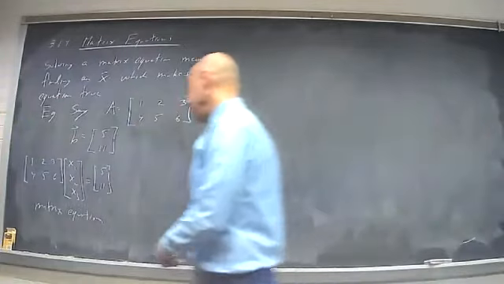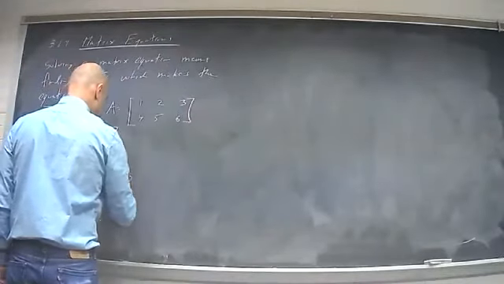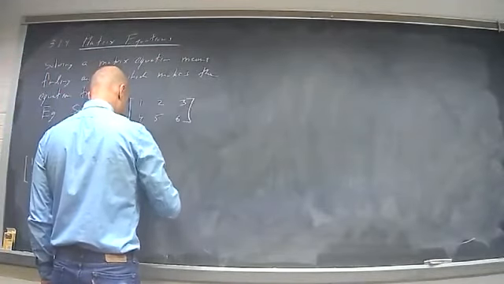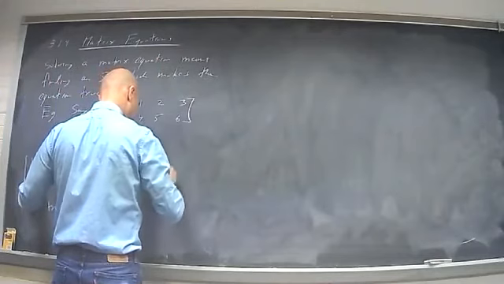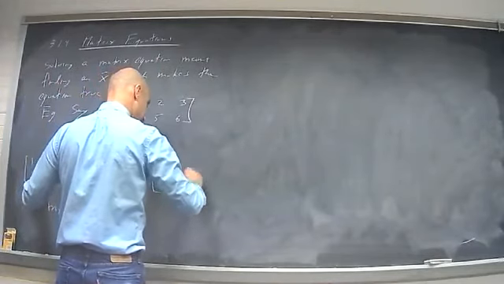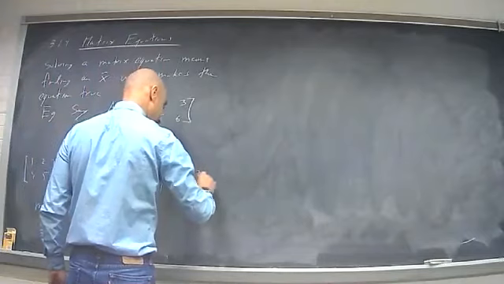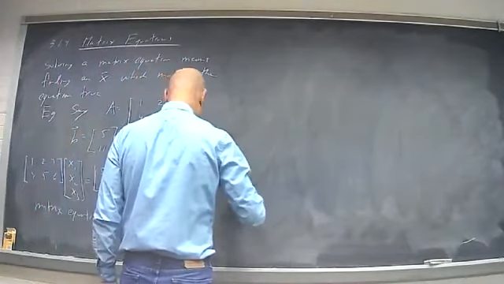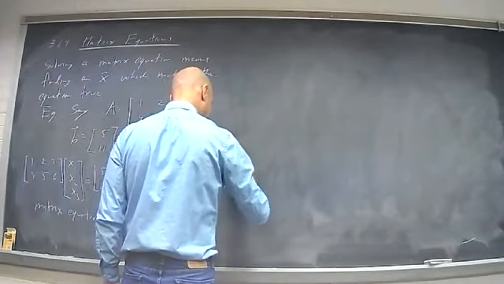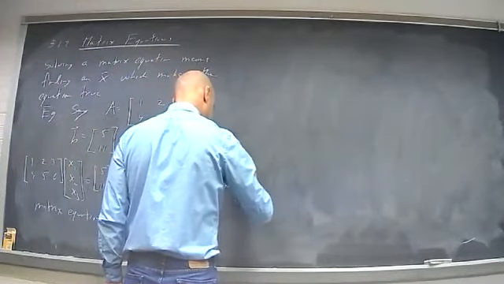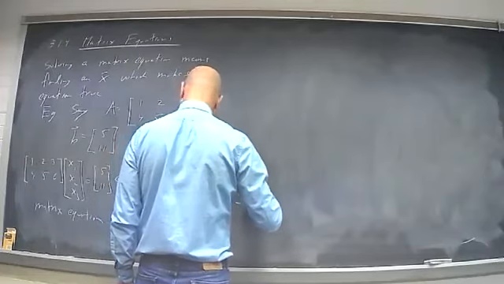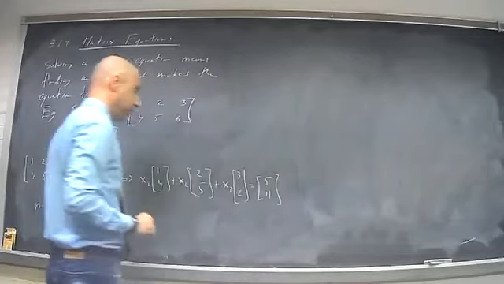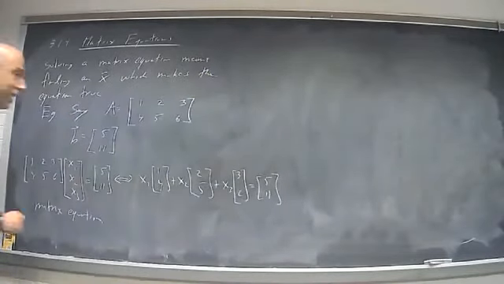I could go ahead and write this as a vector equation. I could have written this as x1 times the first column, (1, 4), plus x2 times the second column, which is (2, 5), plus x3 times the third column, which is (3, 6), equals (5, 11). So here's a vector equation.